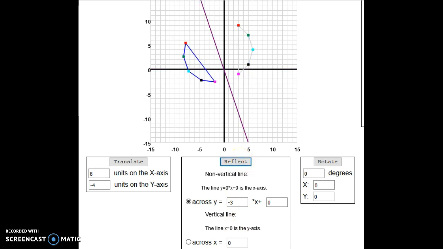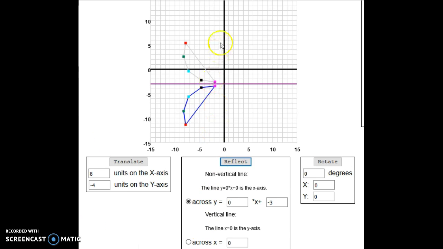Oh, just kidding. This is in slope-intercept form. I put the negative 3 in the wrong spot. I want it to have 0 slope. Oops. Let's try that again. This is reflecting across the line y equals negative 3. And again, we're just flipping it across that line or folding it across that line.